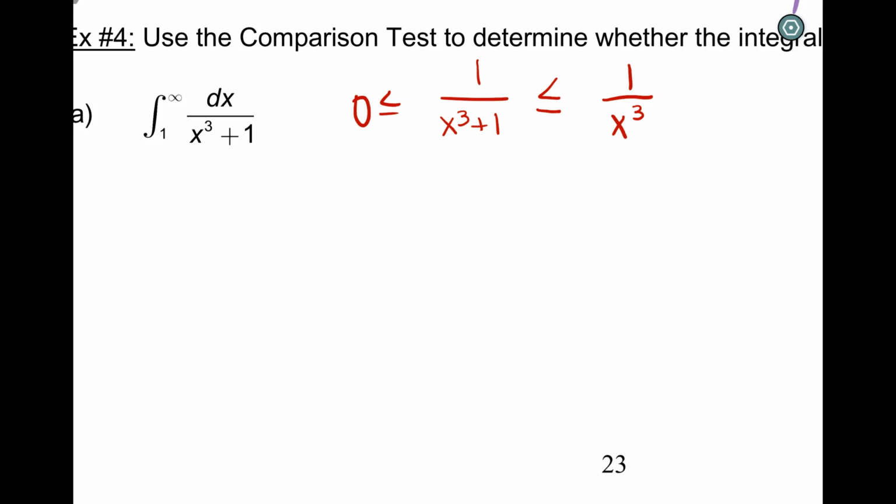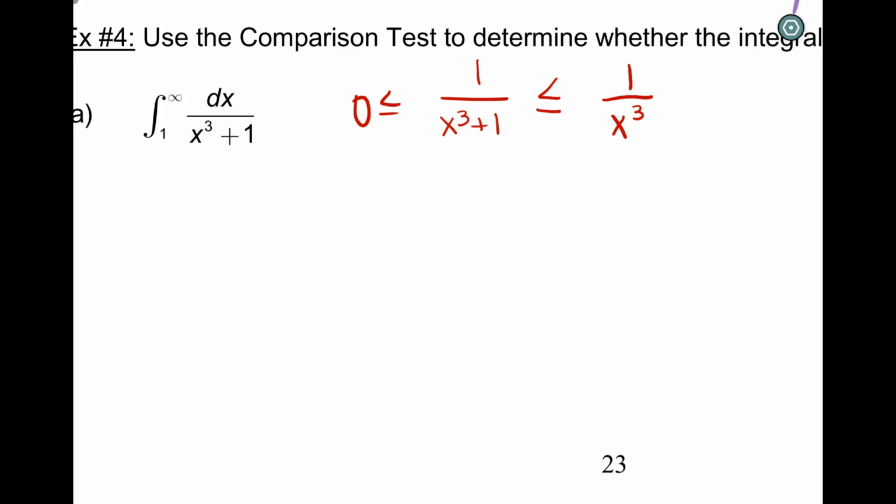Because if I put 1 in for x, on the right side I'll have 1, on the left I'll have a half. What if I put 2 in for x? On the right side I'll have 1 over 8, on the left side I'll have 1 over 9. So it's always bigger. It's because we have that plus 1 in the denominator, so the fraction itself will be a little bit smaller overall. The denominator will be a bigger number, but the fraction will be smaller. Okay, cool.